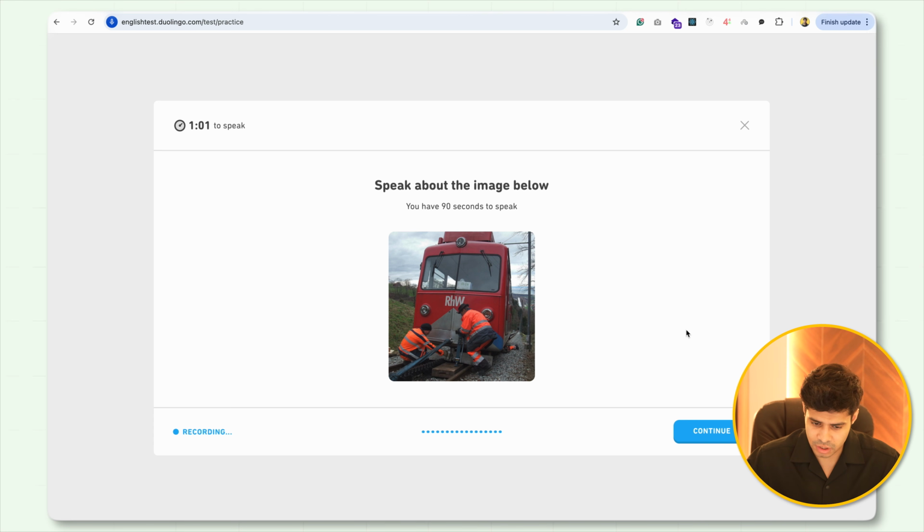The two workers are working on the tram and they are wearing orange t-shirts. These t-shirts help us understand that they are workers from the tram company, and I believe that they should be very well visible in the night as well because of these t-shirts.